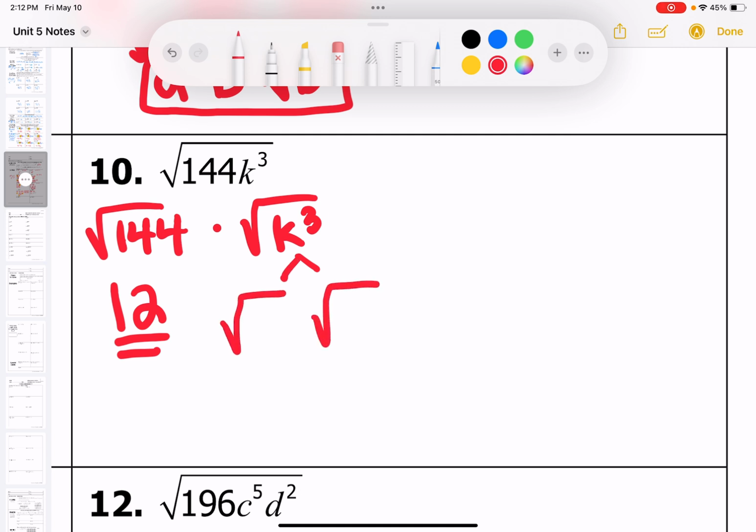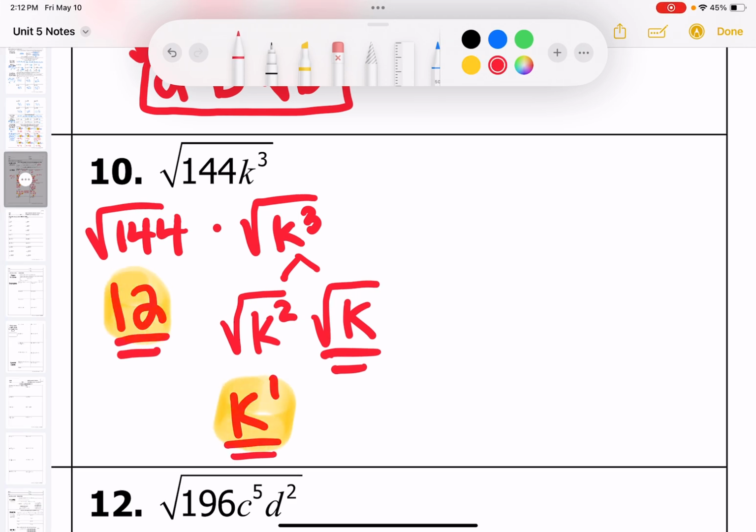In my first square root, I'm going to take 1 less than the current exponent, so k squared. And then in my second one, I'm just going to have the letter k. This can't be simplified anymore, so I'm going to underline it. Then the square root of k squared can be simplified because 2 is an even number. So I do 2 divided by 2, and I get k to the 1. Now that's simplified. So everything not under the radical or the square root, I'm going to put first. And then everything that's left under the square root, I'm going to write at the end.